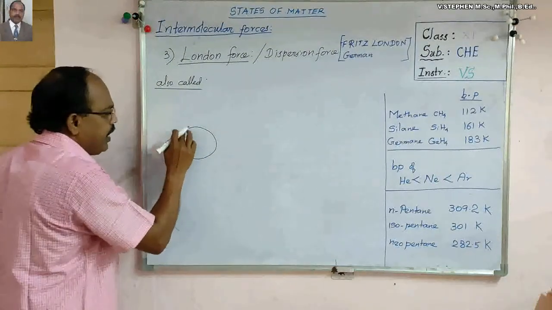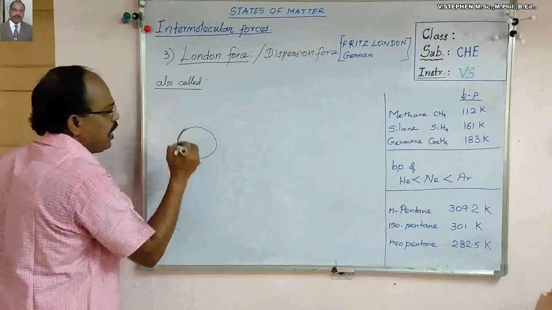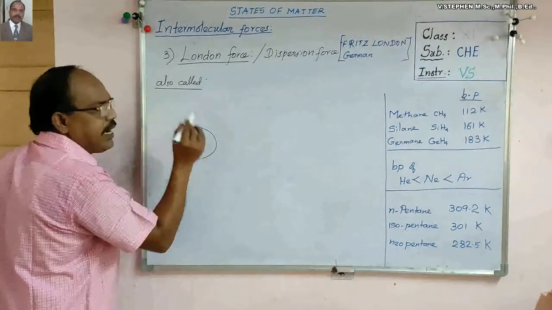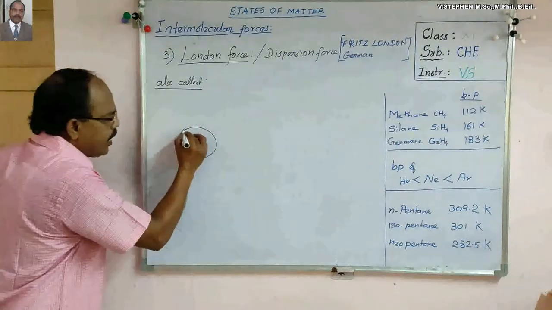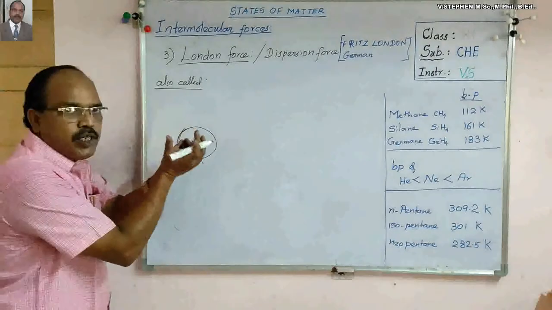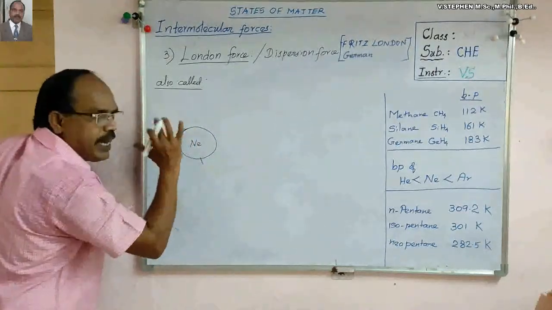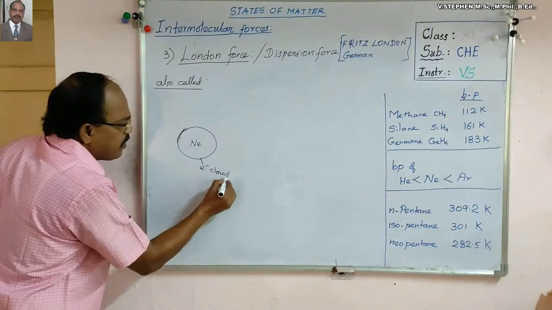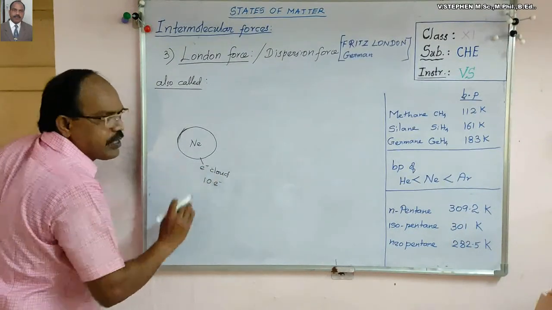Take neon. Helium would have only two electrons, so I take neon, which has 10 electrons. This is the electron cloud I am drawing. This is not a circle, it is a three-dimensional spherical shape representing the electron cloud. How many electrons are there? 10 electrons are there.